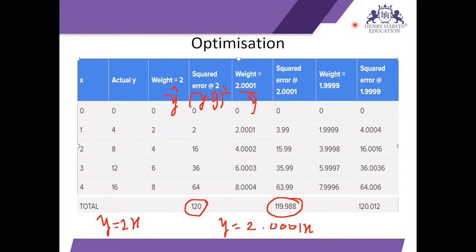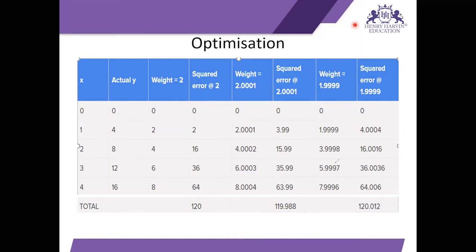Otherwise, we can try the weight equal to 1.9999, right? Now, in this case, y is equal to 1.9999x. Now the squared error is calculated and this is what our output is, right? Now, when the weight is reduced, the error is getting increased with this data. But when the weight is increased, we are getting a smaller error than the previous case. Hope this is clear to you, right?